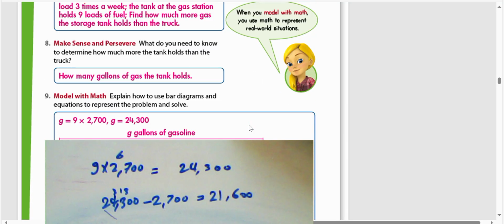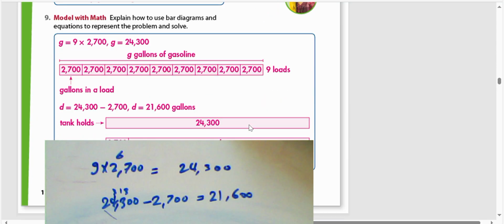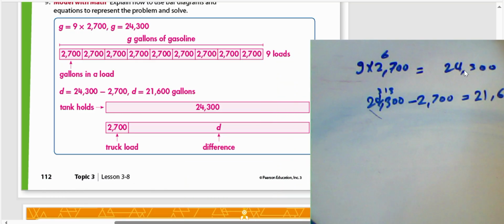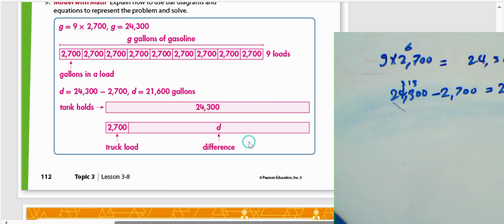Okay, you can also draw a diagram like this. 9 times 2,700 equals 24,300, and then we can find the difference like this with the diagram and find the answer like this. Okay, it's the same step.